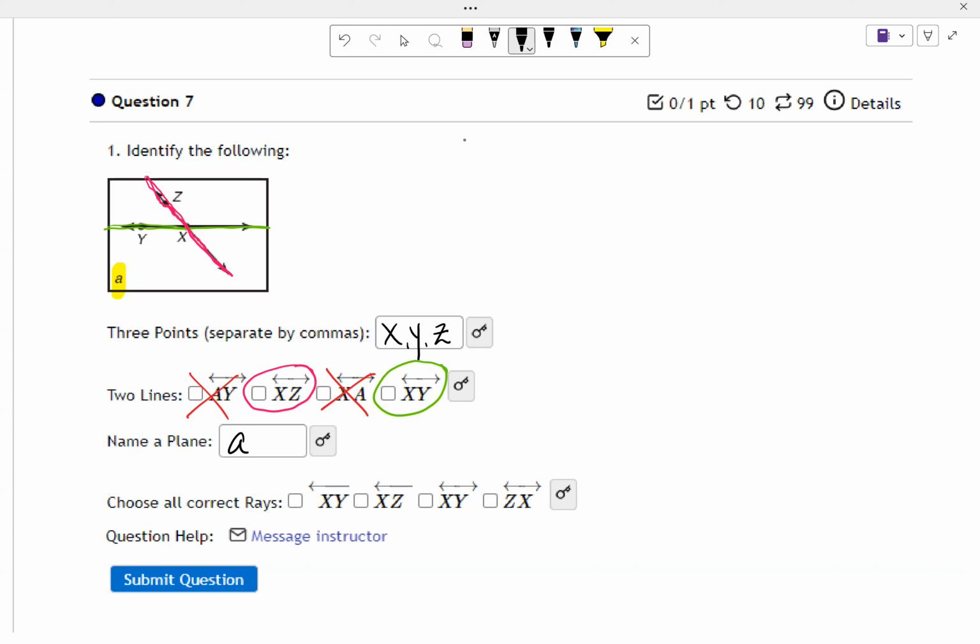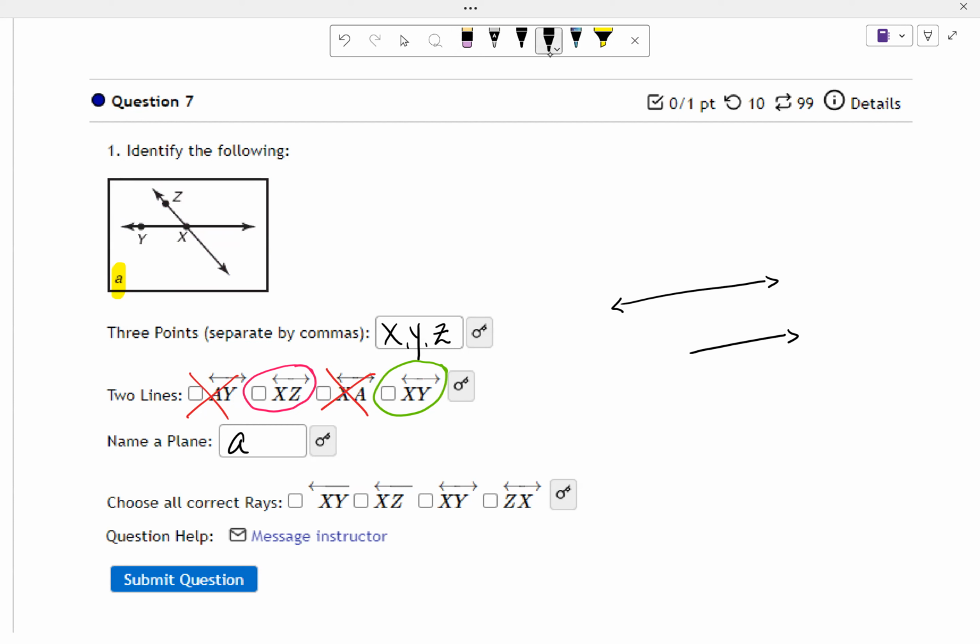All right. Choose all correct rays. One of the things that we've seen a lot is a line goes like this. It's got arrows on both ends, but a ray is just an arrow on one end. So it's like half a line. So let's choose our correct rays. Let me get rid of these pictures here.